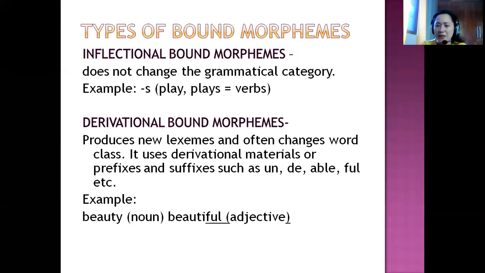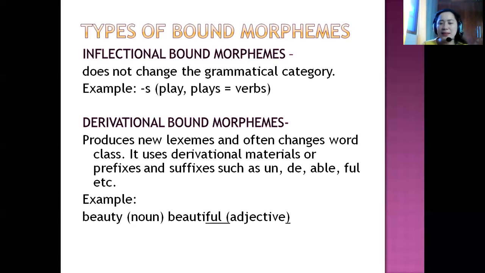So if you say unadjustable, adjustable plus un-, the un- there becomes an inflectional bound morpheme. Why? Because unadjustable and adjustable are both adjectives. So be careful that not all prefixes are derivational bound morphemes. So just try to understand that if it changes the grammatical category, automatically that's a derivational bound morpheme. But if it does not change anything, that's an inflectional bound morpheme. So as simple as that.